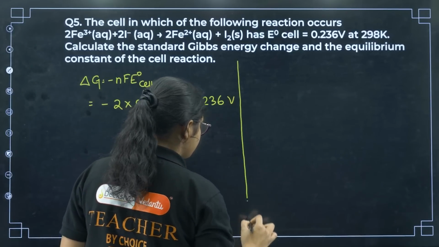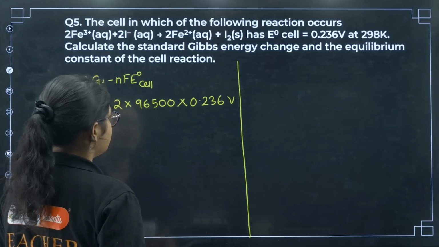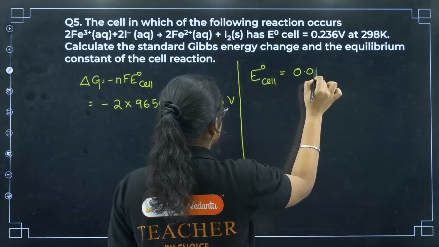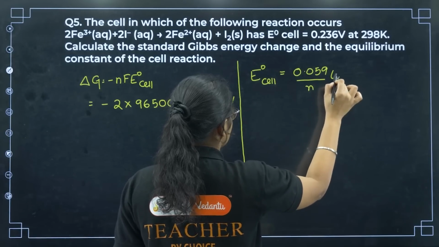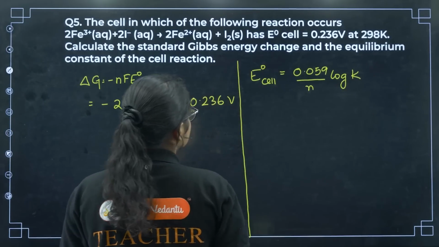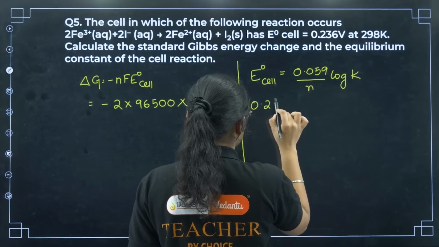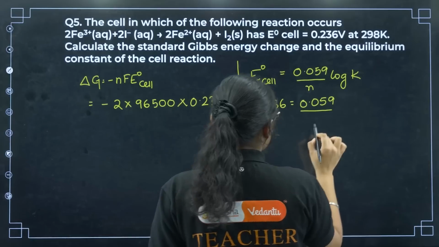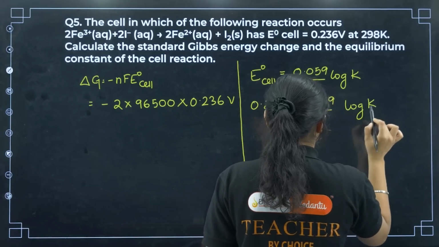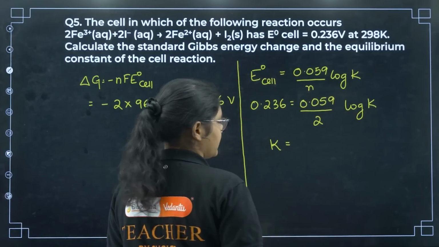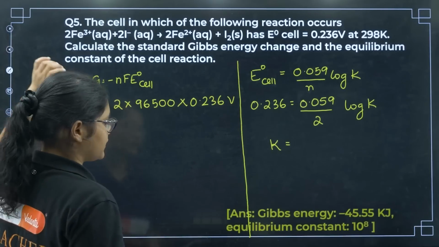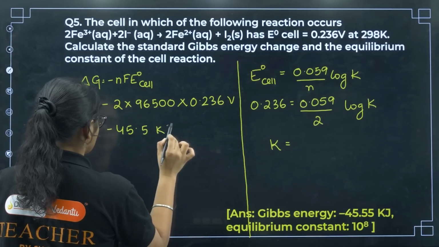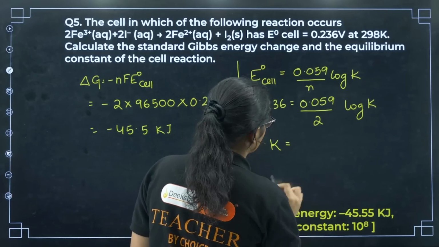Next thing that I can calculate is the equilibrium constant. For the equilibrium constant, you have E° of the cell equal to 0.059 by n log K. E° of the cell is 0.236, 0.059 by 2 and the log K value. If I solve this, you can find the value of K. Clear? After solving this, you can find the Gibbs free energy will be around minus 45.5 kilojoule, and this K value will be 10 to the power of 8.